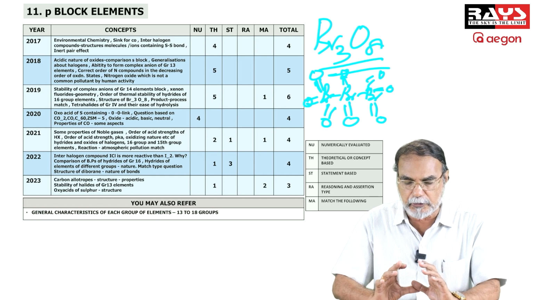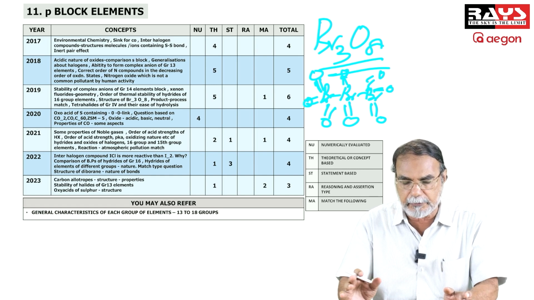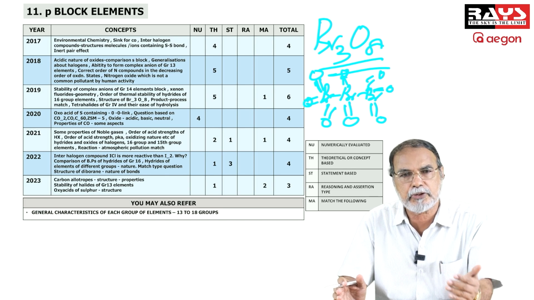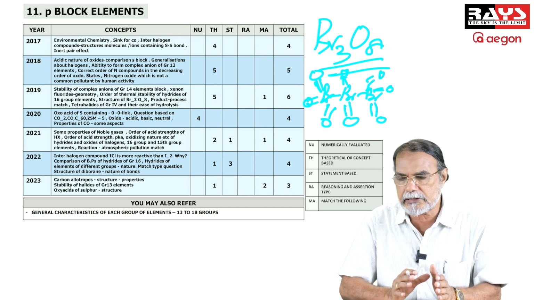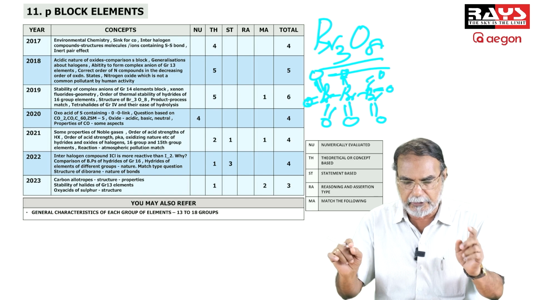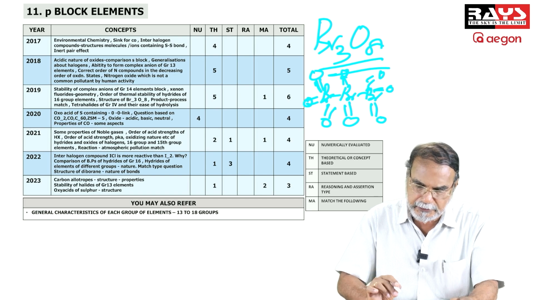For example, a set of oxides is given, and you have to classify them into acidic, basic, and neutral oxides. Which of the following oxides are neutral? Which of the following oxides are acidic? Or you may be given a set of oxides, and on the right hand side you may be given acidic, basic, neutral, and asked to match the following. So that sort of question may be asked.